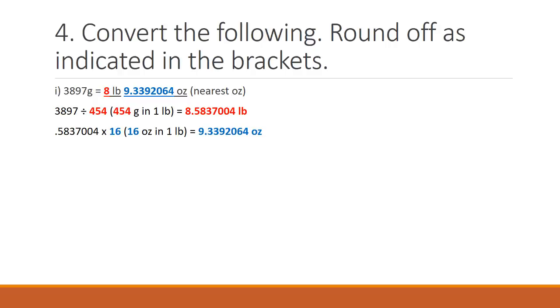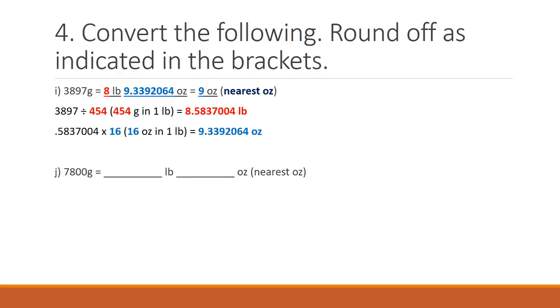I need to round off my ounces to the nearest ounce. I have 9.3 ounces, so it's either going to be 9 ounces or 10 ounces. Well, I think 9.3 is much closer to 9 ounces than it is to 10, so our final answer, a rounded answer here, is 8 pounds and 9 ounces.